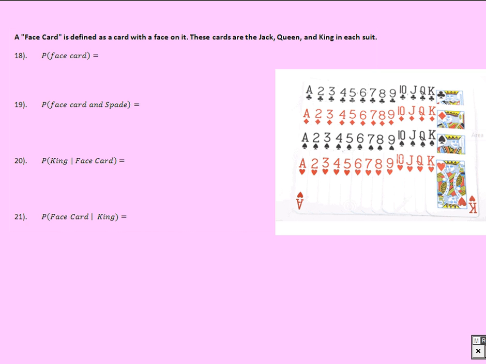Now, with face cards here. Face card has a face on it: jacks, queens, and kings. So the probability of getting a face card, there's 12 out of the total 52 that have a jack, queen, or king, and that would reduce to the 3 for each suit, 3 out of 13. To be a face card and a spade, so that's these guys right here. There's just 3 of them, so 3 out of 52, that cannot reduce. The other way to look at it, a face card we said was 12 out of 52. The probability of being a spade was 13 out of 52.